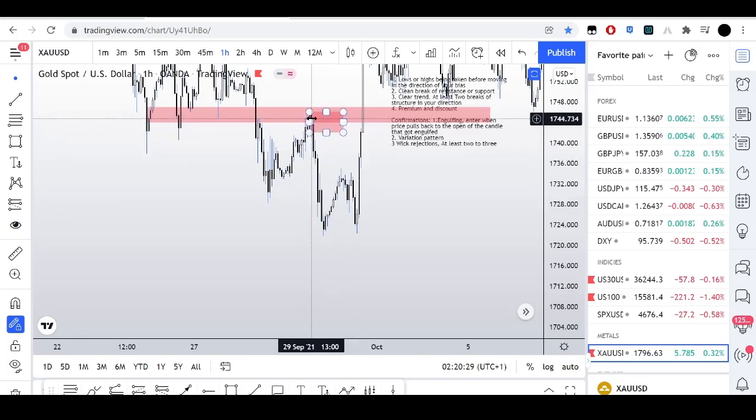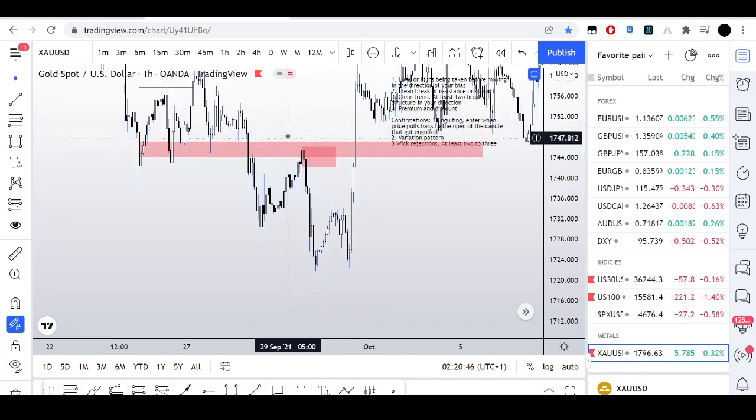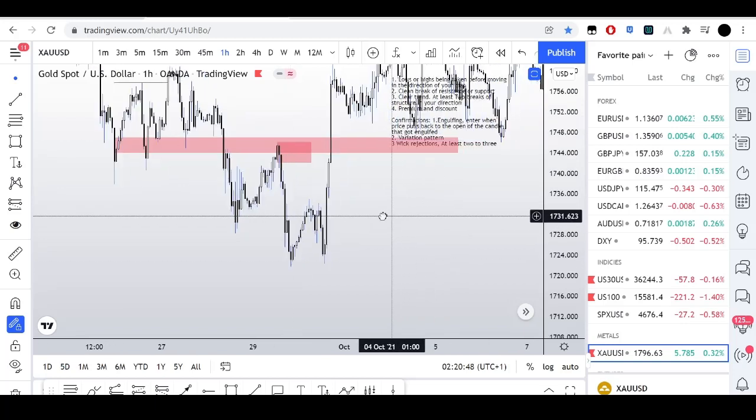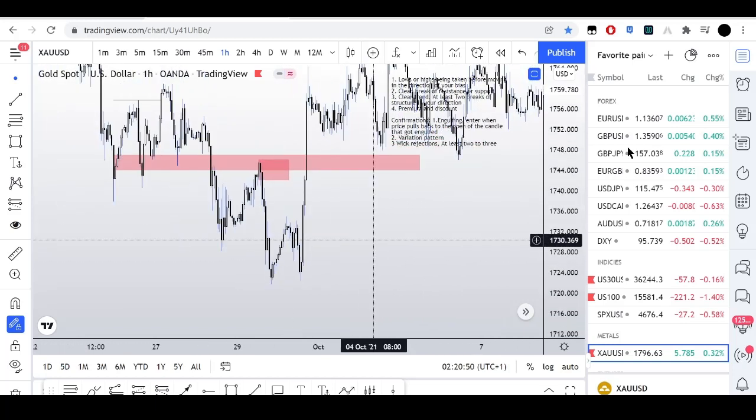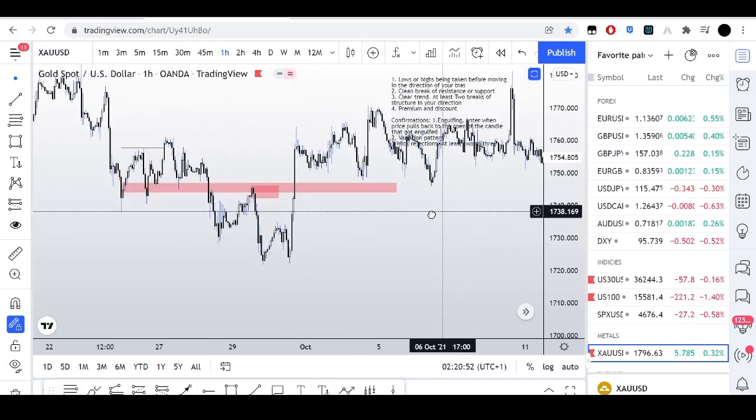You either get your wick rejections, and then you enter after the wick rejections and the close, or you enter after an engulfing when it pulls back into it, or you enter after a variation pattern when it pulls back into it, with your stops above where you deem comfortable. All right, so there you go. There's one. Let's see if we could go to another pair.